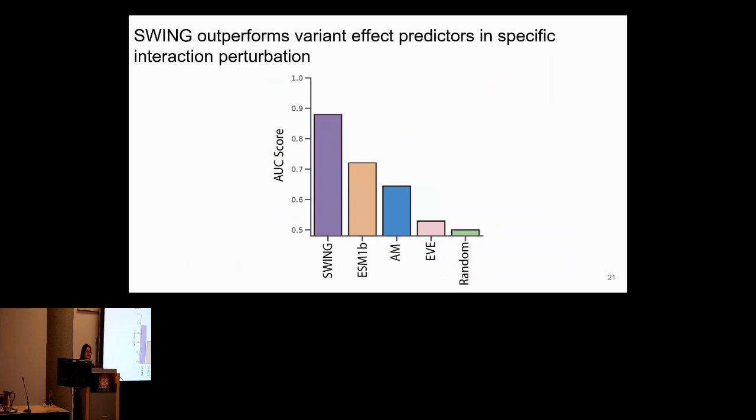We also benchmarked Swing against those variant effect prediction models that I mentioned earlier, and Swing was able to outperform all of these other methods on the specific interaction disruption task.